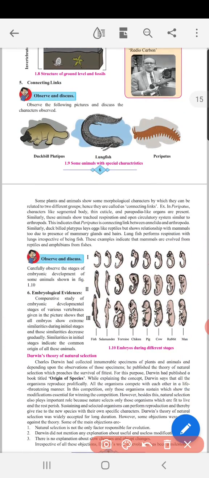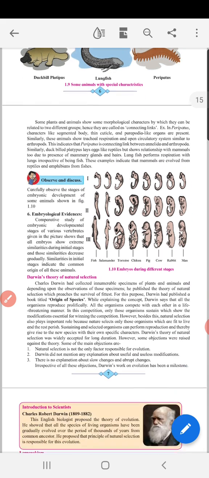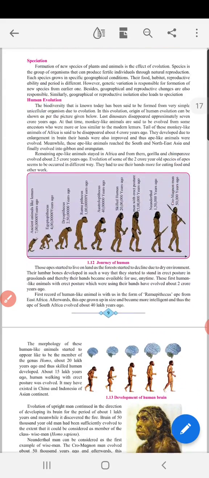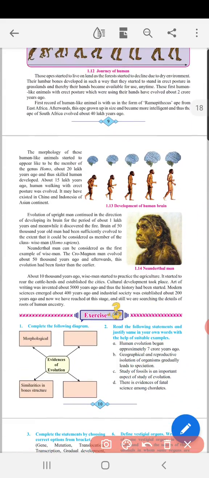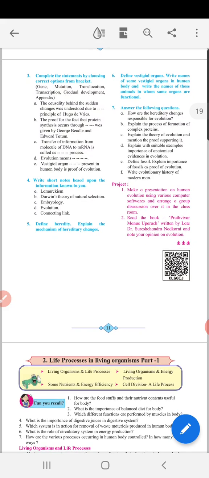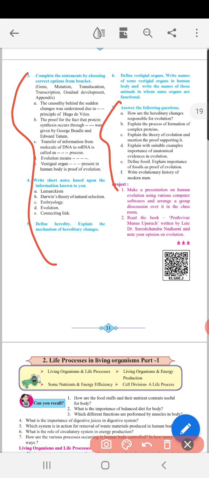Then the diagram of embryological evidences, be familiar with this so that you are able to identify and you can write a note on them. Similarly, for Lamarckism, you should know what this diagram is indicating. So these are the things. Then this one was asked to you last time, so even you can have this. Then all the questions which are given over here, do it properly, read each and every question. It can come anyway, so everything is important from here, all textual questions.